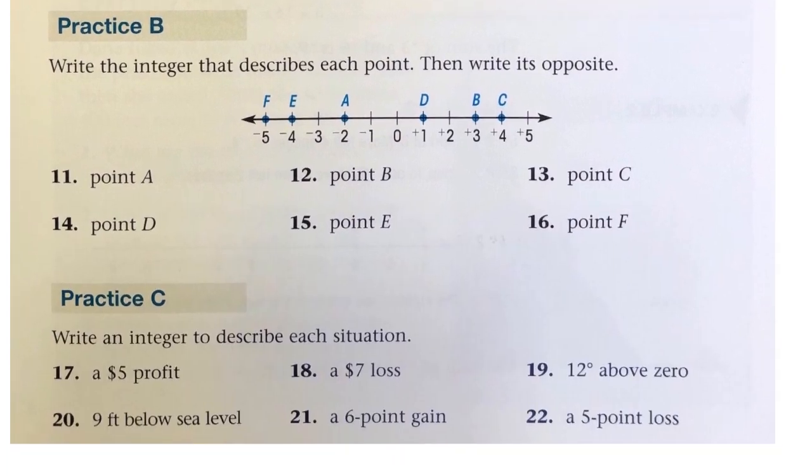Write the integer that describes each point, then write its opposite. So we're given, for number 11, point A. And we can see that point A is right there on the number line. Or let's circle it. So for point A, the integer is negative 2. It is 2 places to the left of 0. So what's 2 places to the right of 0? 1, 2. Positive 2.